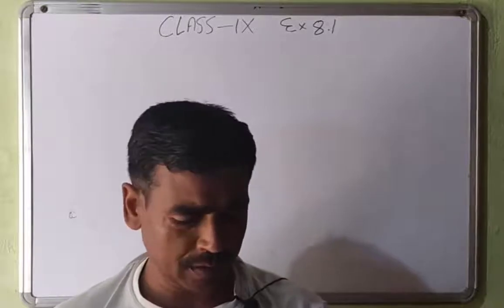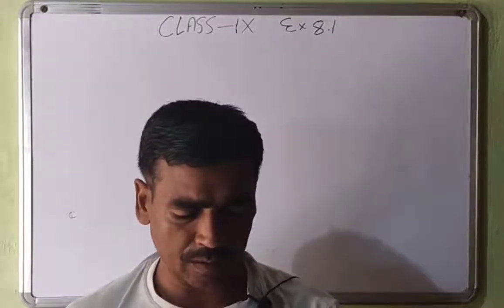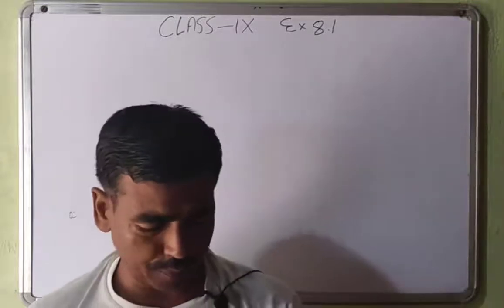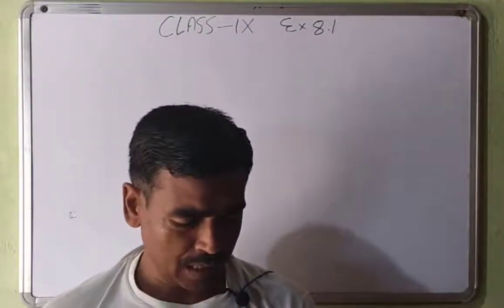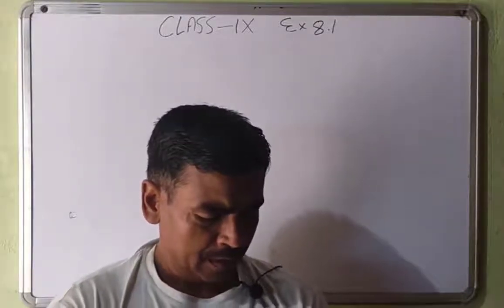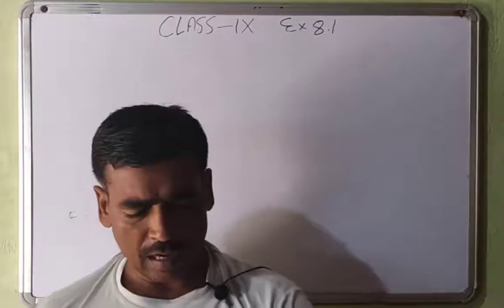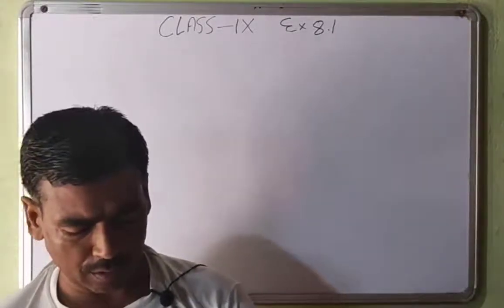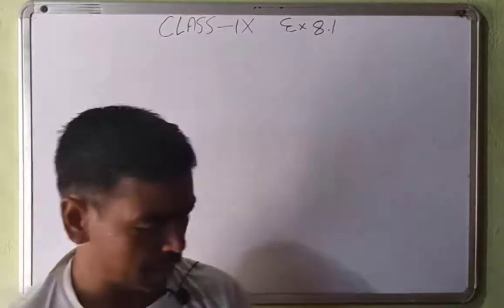Today we are taking chapter 8, Quadrilaterals. Quadrilateral means a figure that has 4 sides, 4 vertices, or we can say 4 angles. So the first question is: the angles of a quadrilateral are in the ratio 3:5:9:13. Find all the angles of the quadrilateral.